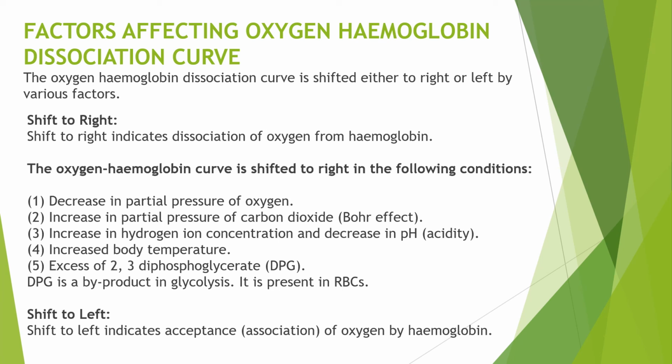The oxygen hemoglobin dissociation curve is shifted either to the right or to the left by various factors. There are certain factors that shift the curve toward the right, that is decrease in the partial pressure of oxygen, increase in the partial pressure of carbon dioxide, which is also known as the Bohr effect, increase in hydrogen ion concentration or decrease in the pH, increased body temperature, and excess of 2,3-diphosphoglycerate. Shift to the left. There are certain factors that shift the curve towards the left, that is acceptance of oxygen by the hemoglobin.